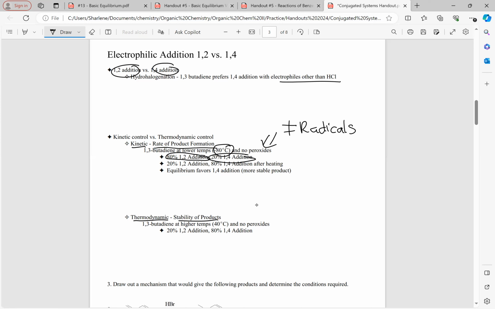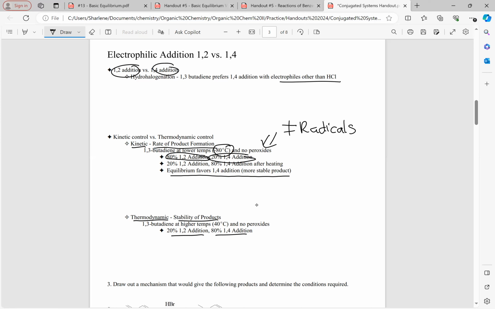Okay, nature loves neutral and it loves the lowest energy state. And ultimately, equilibrium will always favor, okay, the most thermodynamic. But can you get that 1,2 addition? Yes, especially if you can isolate it fast enough. So it should be pretty much the other way around if you add heat. And it is. 20% is 1,2 addition, and then roughly 80% is the 1,4 addition.